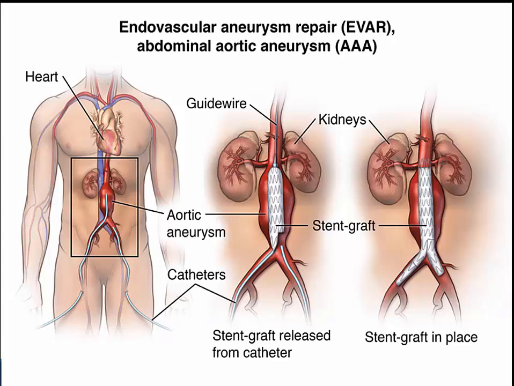A thoracic aneurysm repair is where the aneurysm is excised through the thoracic cavity. Interventions postoperatively would be similar to an abdominal resection.